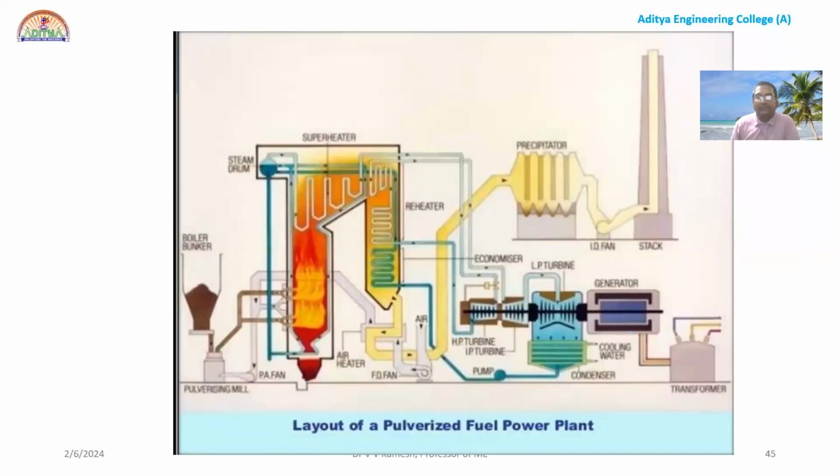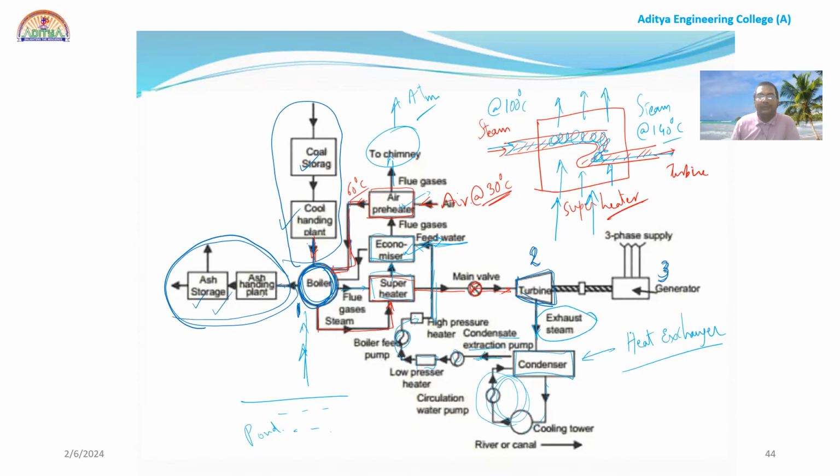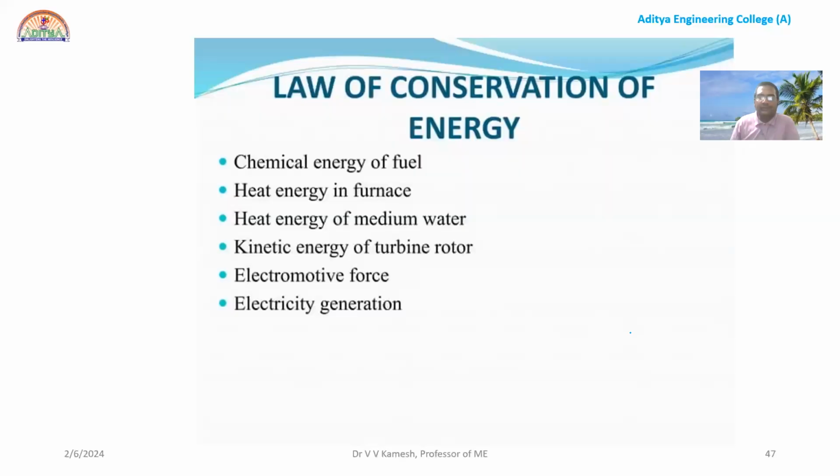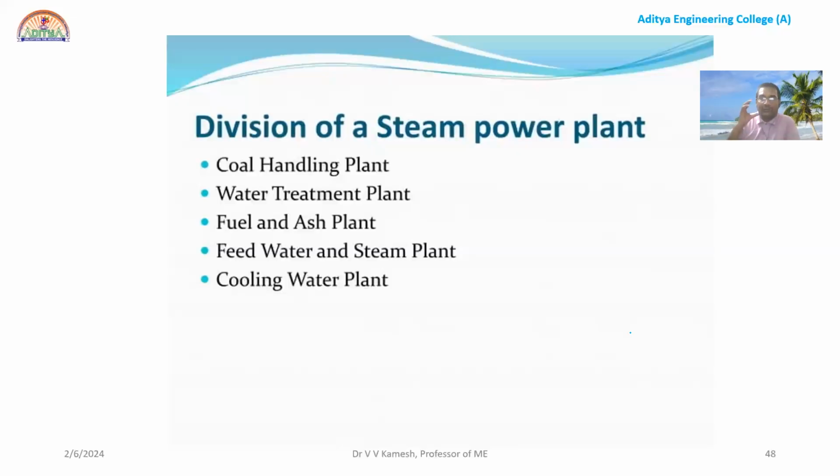So this is some layout of a power plant. You need not worry about all of this. You can remember this line diagram. So these are the typical power station diagrams, and what to do with the conservation of energy. You can remember very clearly to make your effective presentation. Remember only the main items and attached items. Coal handling plant attached, water treatment plant attached, fuel and ash plant. It means coal handling plant, ash handling plant. You can remember feed water and steam plant and cooling water plant. So these are all attached systems.